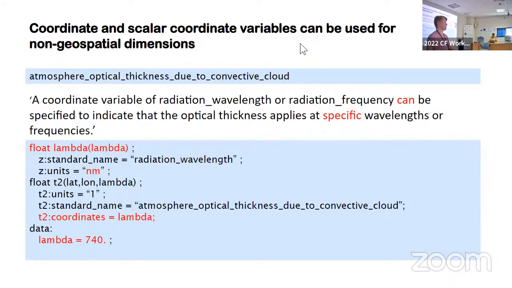And if you were to look at the description of the optical thickness name, you would see it points to you and says, unless you give a radiation wavelength as an additional coordinate variable, I'll assume you mean all wavelengths, basically across the spectrum. But if you want to specify a wavelength, you can do. So it sort of covers all the cases. Some of that's described in the description. Some of it depends on what coordinate variables you attach.